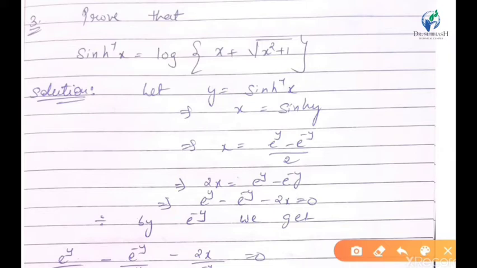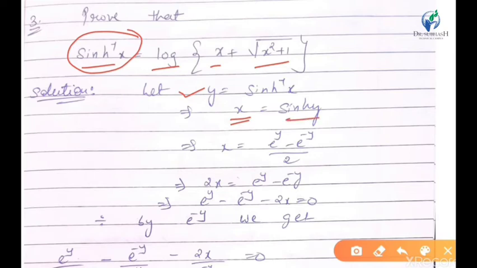See, what is the question? Prove that sinh inverse x is equal to log of x plus square root of x squared plus 1. We will start from sinh inverse x. Now we will assume it as some variable. So let y equal to sinh inverse x. Now this implies x equal to sinh y. Now we have just seen the formula for hyperbolic functions.